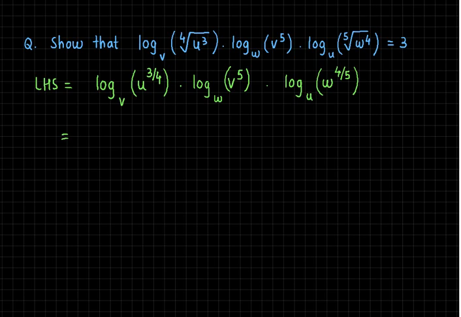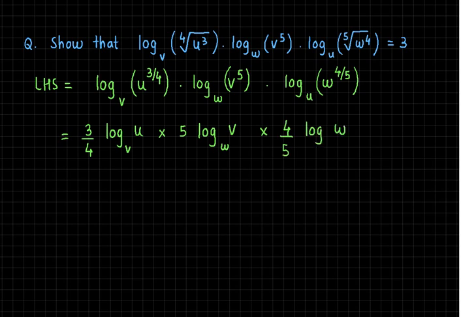Now using the property of log, whatever are the indices inside the terms we can take them down, so that can be written as 3 by 4 log u to the base v, into 5 log v to the base w, into 4 by 5 log w to the base u. Right. Now here we see that 5 can be cancelled, 4 also can be cancelled, leaving 3. So we have already got whatever we want, so the remaining expression must get evaluated to 1.